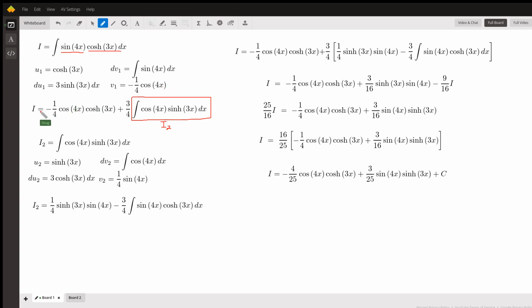So at this point, using the first integration by parts, we've got I equals u times v. That's negative 1/4 cosine 4x, hyperbolic cosine of 3x, minus the integral of v du. But when we say negative 1/4 times 3, we get negative 3/4, which with the minus becomes a plus 3/4. And then we get the cosine of 4x times the hyperbolic sine of 3x dx. We're going to call this integral I sub 2 and work on it down here.